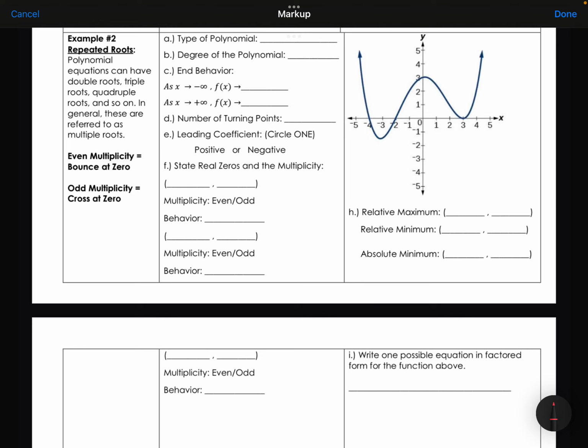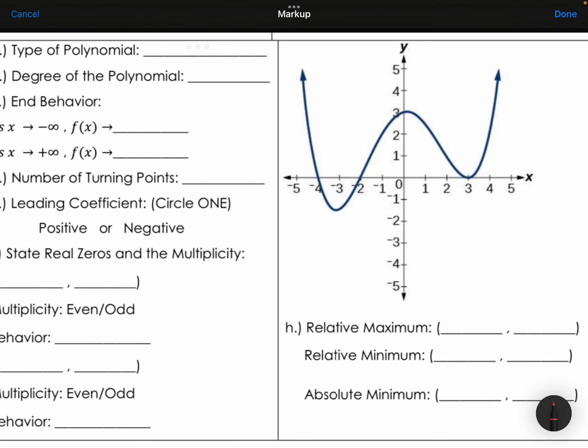So repeated roots. Polynomial equations can have double roots, triple roots, quadruple roots. Cannot say that word, and so on. In general, these are referred to as multiple roots. Okay. So let's identify the type of polynomial. There's 3 turning points, which means that it's a 4th degree polynomial. Degree is always one more than the number of turning points. And 4th degree, we call that quartic.